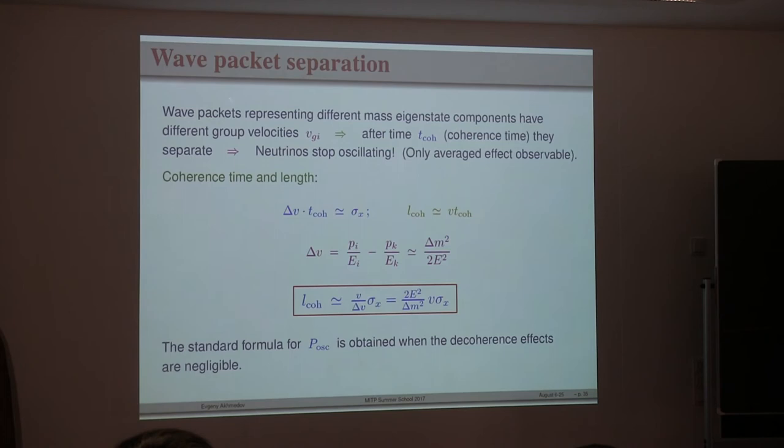Now we know that sigma x, the length of the neutrino wave packet, is microscopic. It's typically quite small. However, it is multiplied in this formula by a huge factor, the neutrino energy squared divided by delta m squared. And therefore the coherence length is always a huge value, and the coherence condition is satisfied for all terrestrial experiments which we know, and can only be violated for neutrinos of astrophysical origin, such as solar neutrinos or supernova neutrinos. Otherwise, the propagation coherence is very well satisfied.